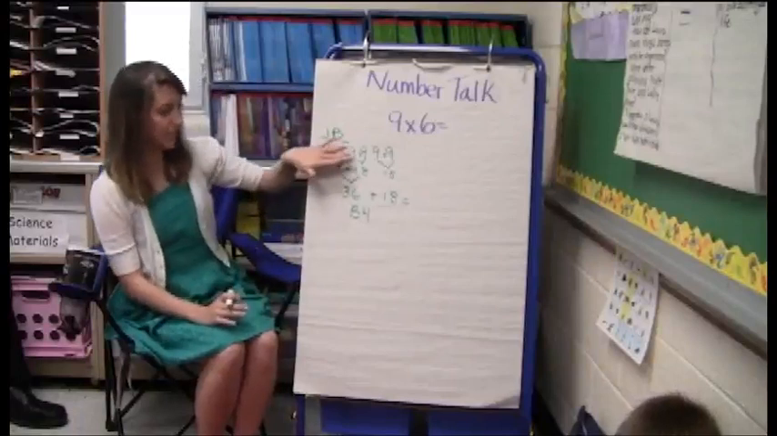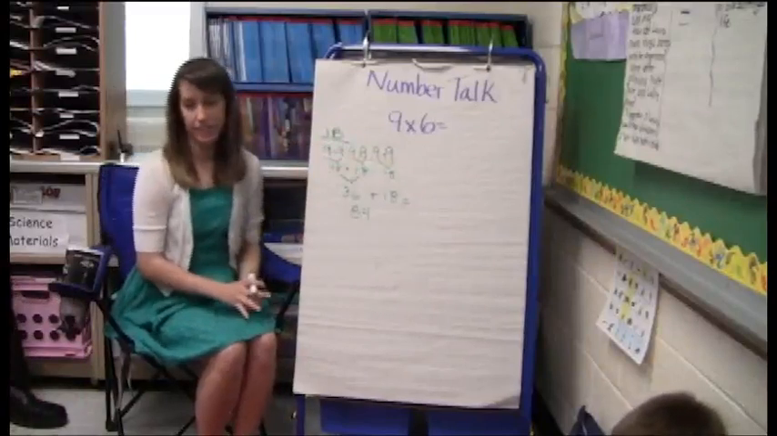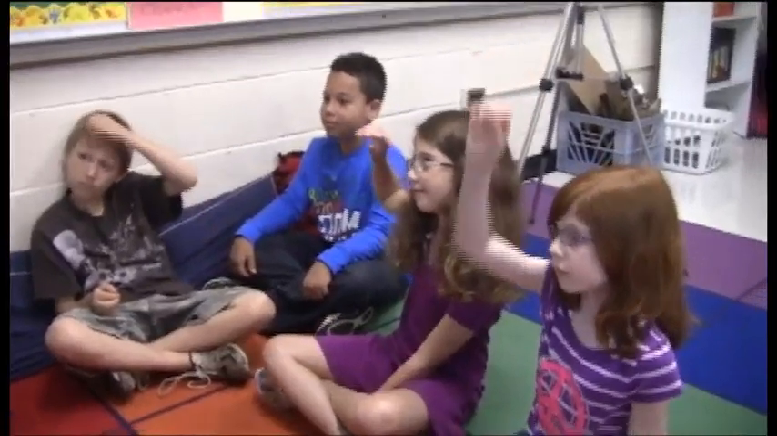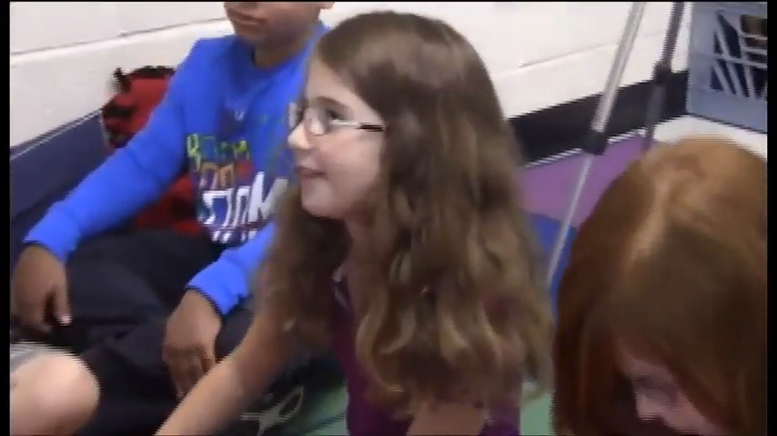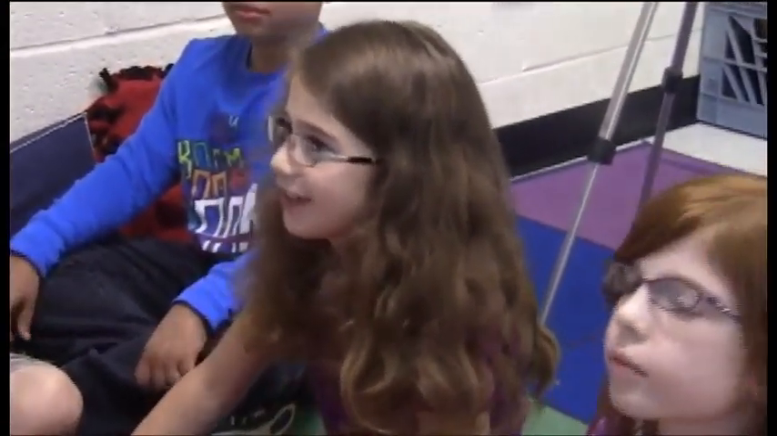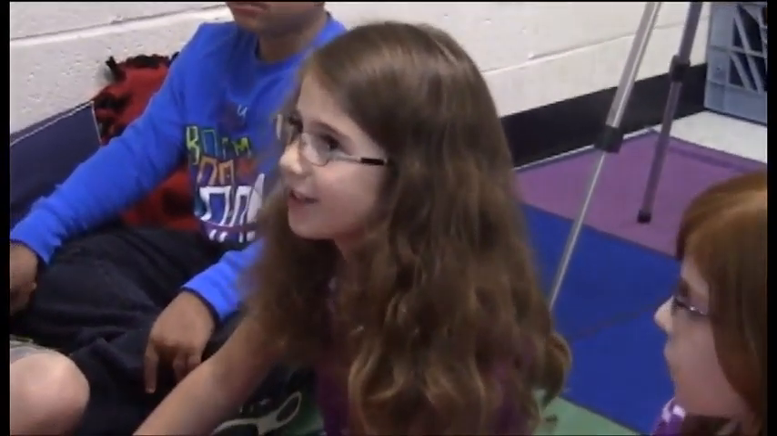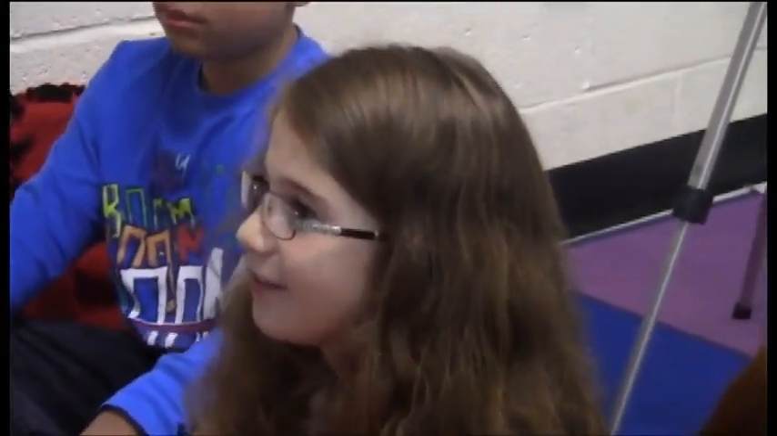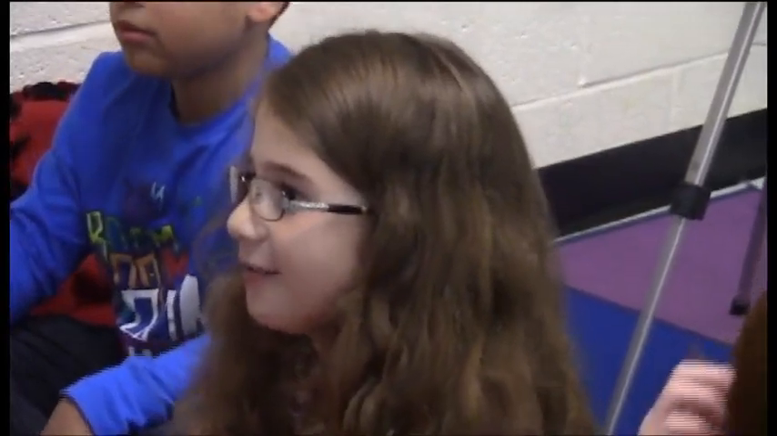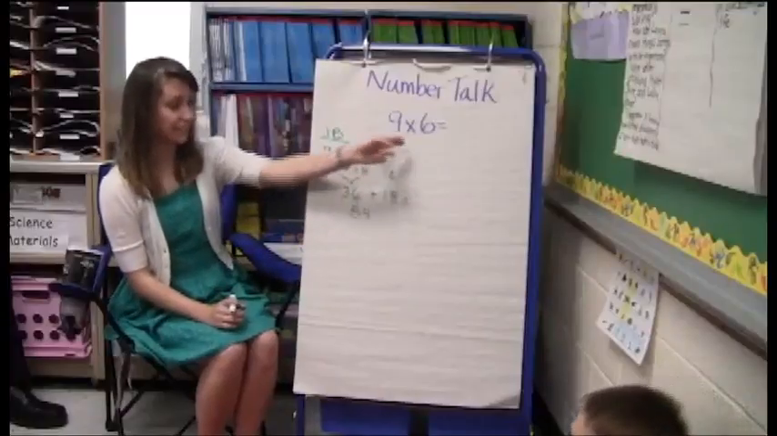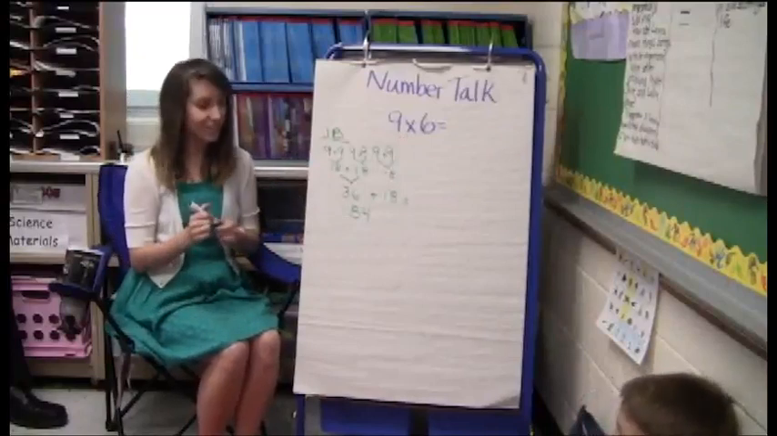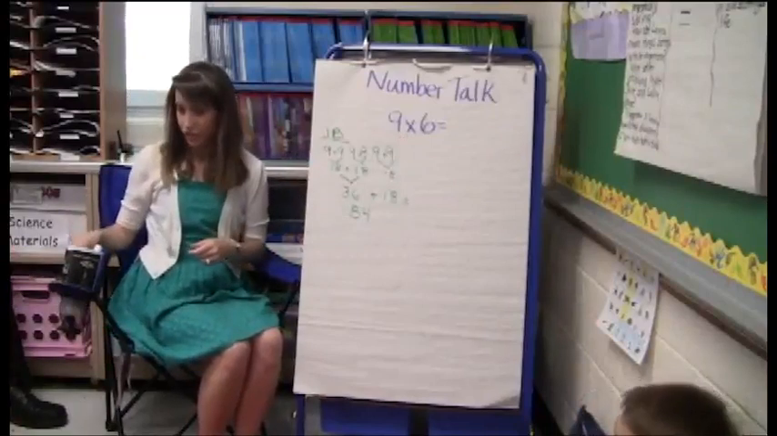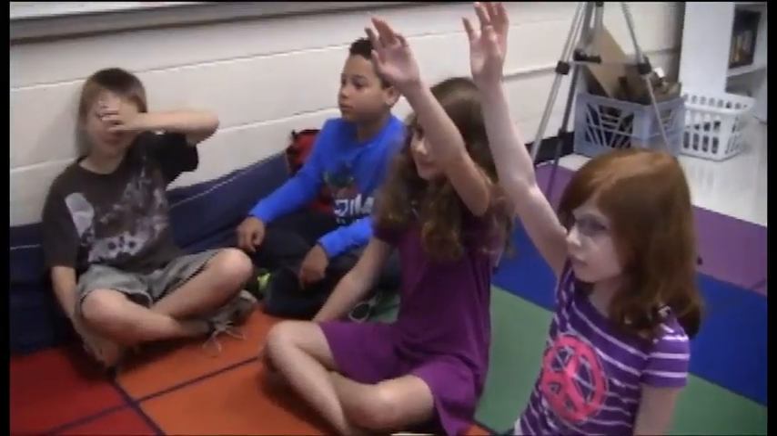Can anyone else tell me why Josiah was able to add 9 together 6 times? Brooke? Because multiplication is repeated addition. So if you do 9 6 times, you would add that and then you would get 54. Okay, so we're just adding 9 together 6 times. All right, good job. Does someone have another strategy that we could use?